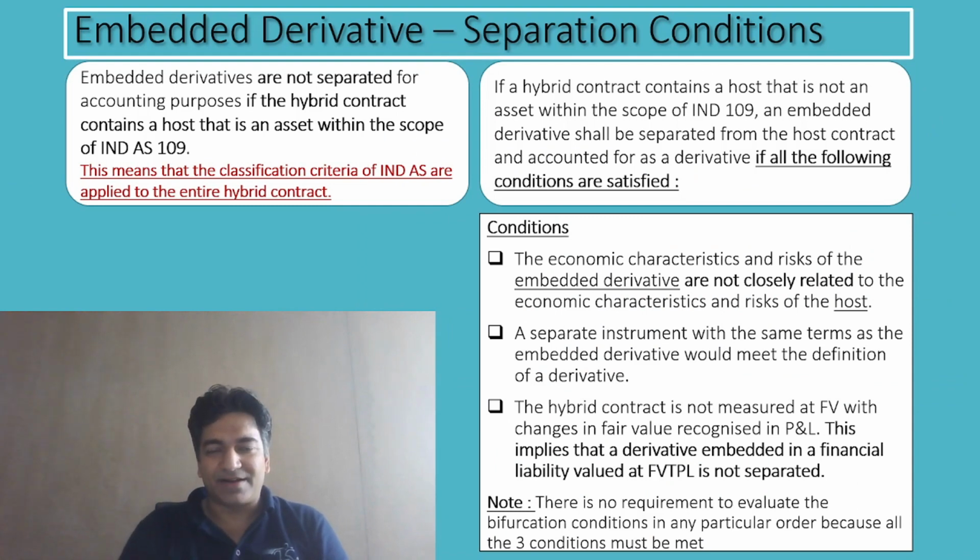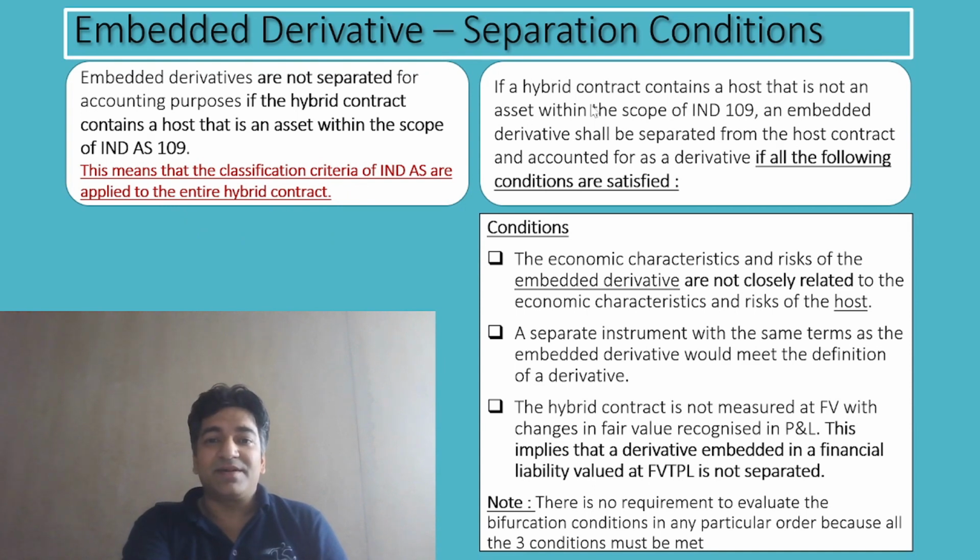So guys, let's come back to our conditions. Ind AS 109 says if the hybrid contract contains a host that is an asset within the scope of this standard, that is Ind AS 109, then embedded derivatives are not separated for accounting purposes, which means that the classification criteria of Ind AS, that is financial assets are classified as amortized cost, fair value through OCI or P&L, are applied to the entire hybrid contract.